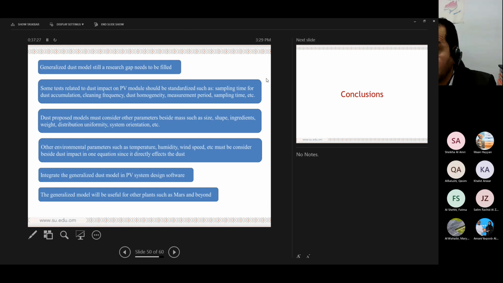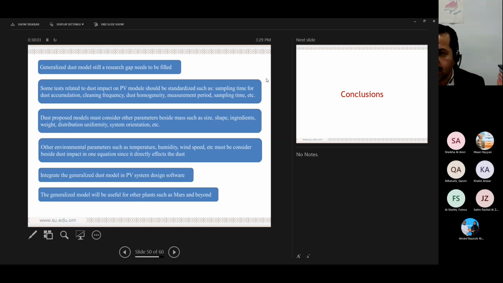Some tests are still not standardized. I mean, people do it in different ways. As an example, how we measure the sampling of accumulated dust samples. There are different ways used by researchers. There is no standard way. Sampling time is not standard. Some of them take a sample every second, every minute, every 10 minutes, every 15, every 30 minutes, which makes a difference. For cleaning frequency, there is still no clear formula specified related to many terms.